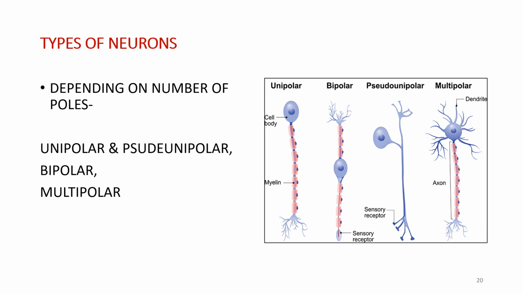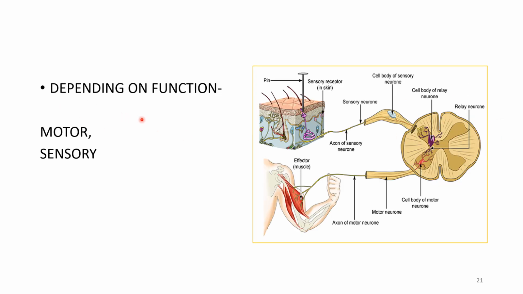Now coming to the next type of neuron, depending upon the function. It can be a motor neuron or a sensory neuron. A motor neuron is also called an efferent neuron. It will carry motor impulses from the central nervous system to the peripheral effector organs. The effector organs can be muscles, glands or blood vessels. These neurons have very long axons and short dendrites.